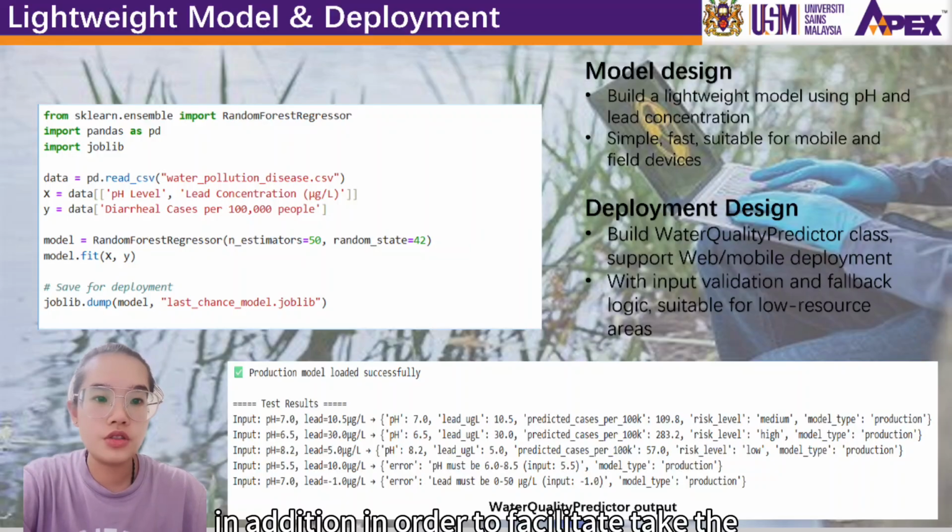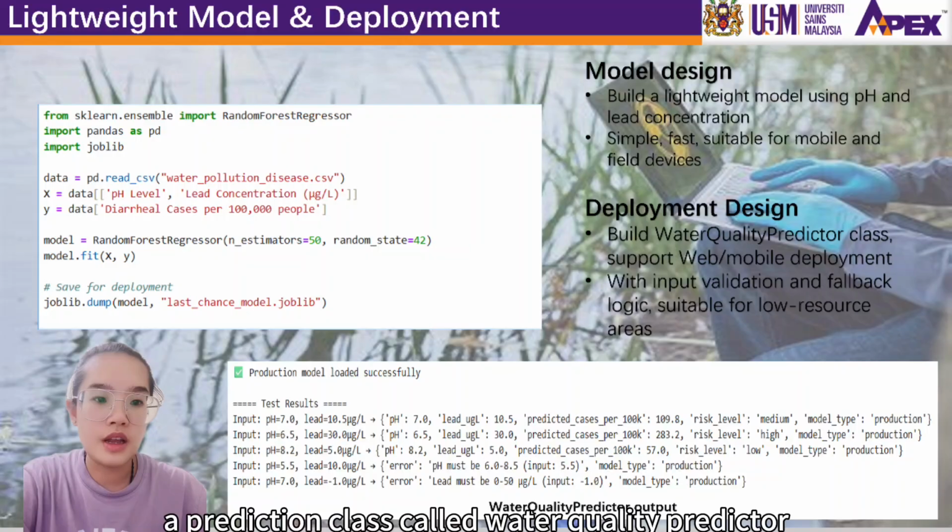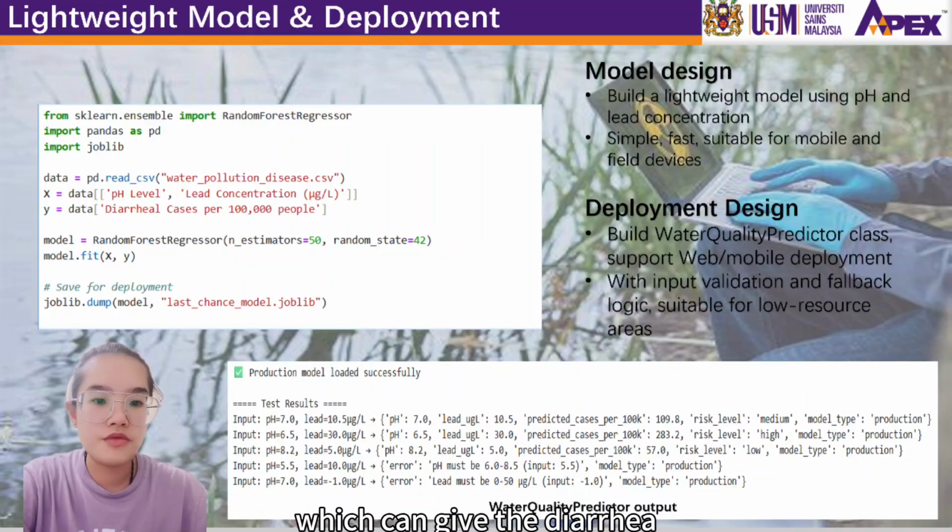In addition, in order to facilitate the implementation of the model, we designed and implemented a prediction class called WaterQualityPredictor, which can give the diarrhea risk level and predicted incidence rate for the input pH and lead concentration. The bottom figure shows the result of the WaterQualityPredictor code.